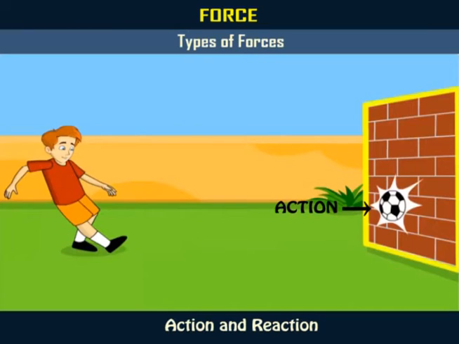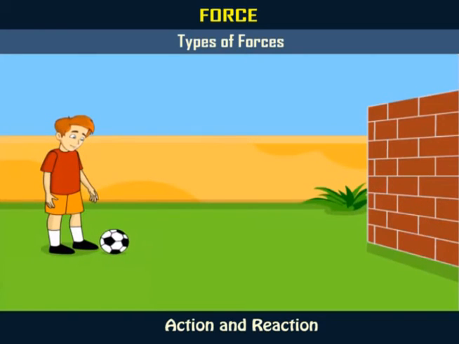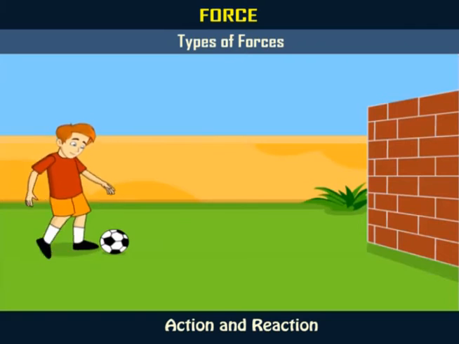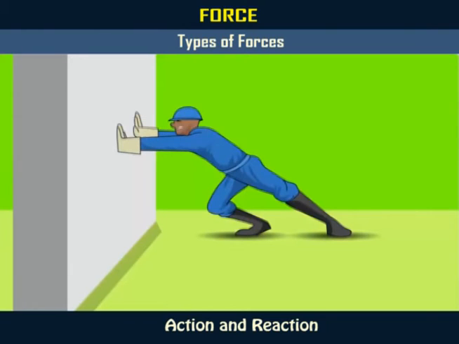The force with which the ball hits the wall is called action force. The force that the wall exerts on the ball to return it back is called the reaction force. The two forces are equal but oppositely directed. It happens everywhere. When you try pushing a wall, the wall applies an equal reaction force and pushes you back.